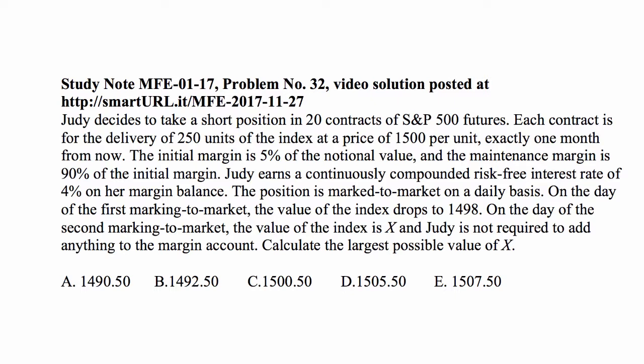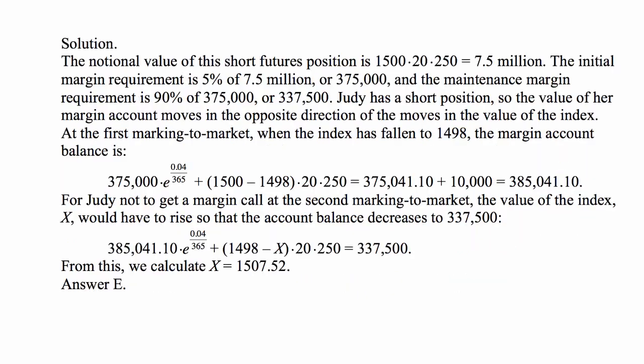On the day of the first marking to market, the value of the index drops to $14.98. On the day of the second marking to market, the value of the index is X, and Judy is not required to add anything to the margin account. Calculate the largest possible value of X.